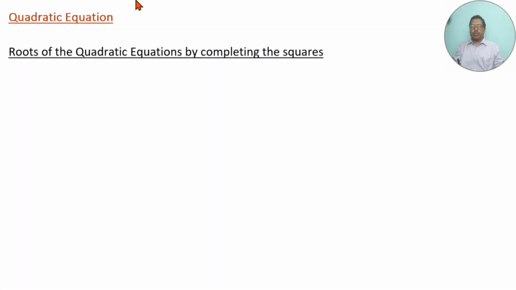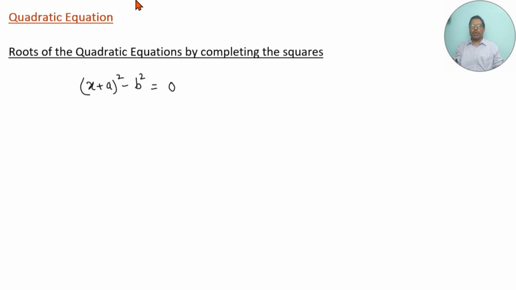Suppose you are able to express the quadratic equation in the form of (x + a) whole square minus b square equals 0. Any quadratic equation can be expressed in this form, and that method is called the completing the square method. Now, how do we express the quadratic equation in this form, and how do we solve it to get the roots of the equation?